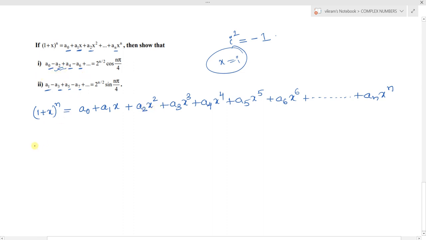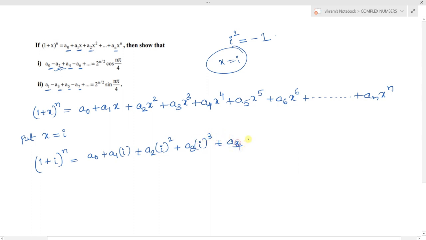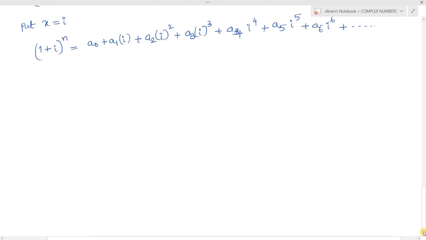So here we substitute x equals iota. If we substitute x equals iota, what do we obtain? (1 plus i) whole power n equals a0 plus a1 into i plus a2 into i square plus a3 into i cube plus a4 into i power 4 plus a5 into i power 5 plus a6 into i power 6, and it goes on continuously up to an into i power n.